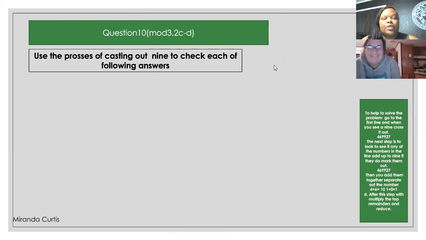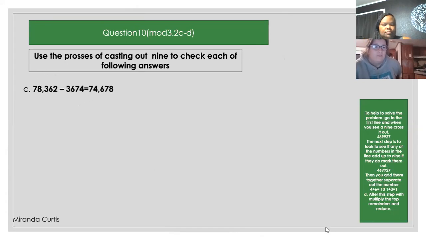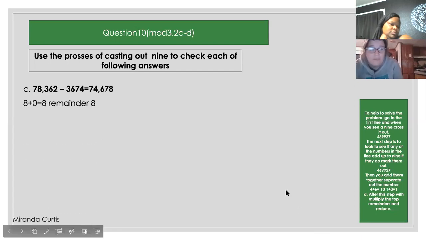Question 10, Module 3.2, C through D, Miranda. Use the process of casting out 9s to check each of the following answers. Okay, let's get it. So problem C is going to come up. Let's say we have 78,362 minus 33,674 equals 74,678. So we're going to check to see if this is correct by trying to cast out our 9s.